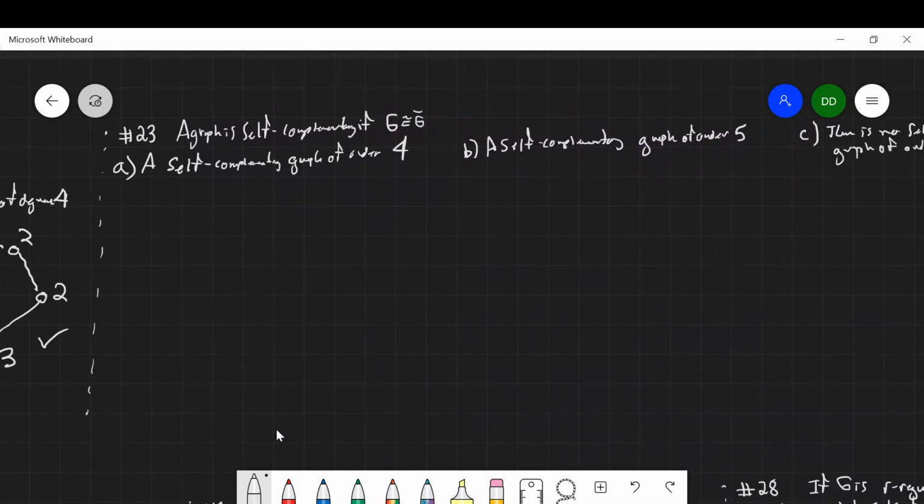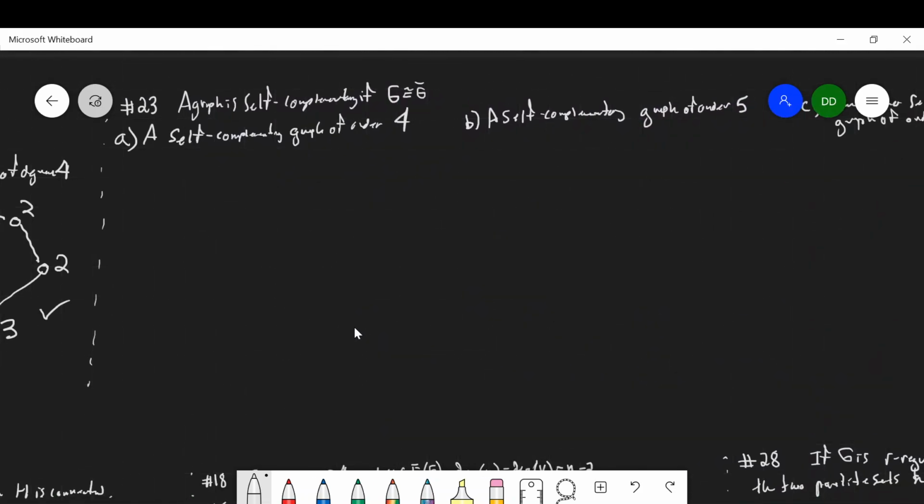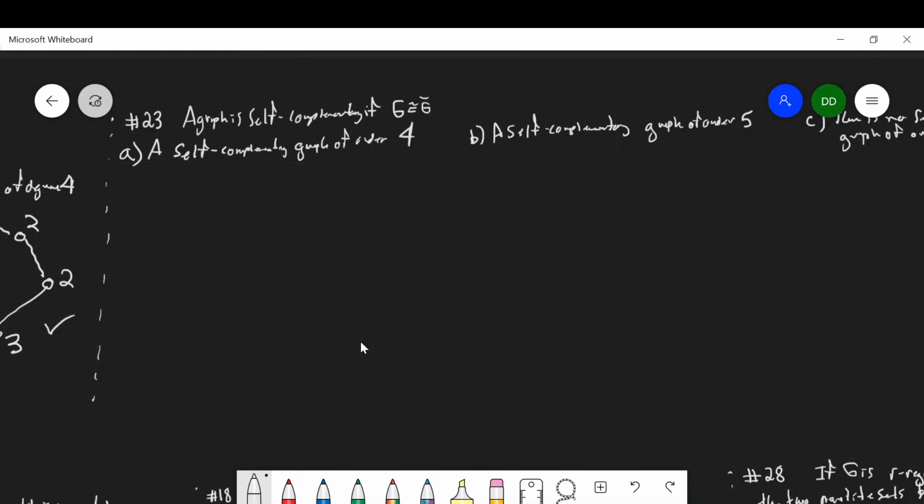All right, this one, we are given the definition of a self-complementary graph. So we know what a complement is. Remember, it's the graph that you get when you switch all the adjacent vertices for non-adjacent vertices and all the non-adjacent vertices for adjacent vertices. So anything that's not an edge in the original graph becomes an edge in the complement, and everything that was an edge in the original graph becomes not an edge in the complement.